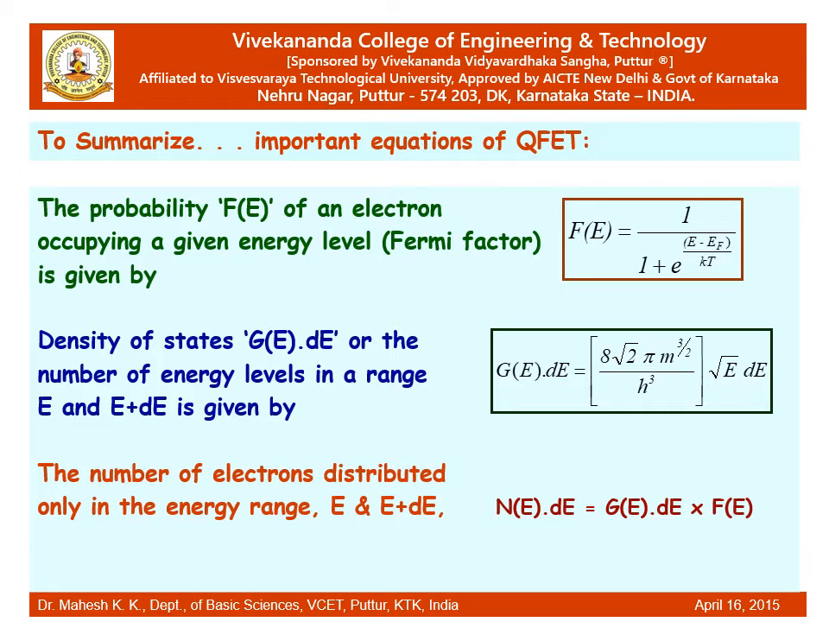Whatever equations we learned so far, I'm just showing here. First one is the equation for F of E as a Fermi factor, which is nothing but 1 over 1 plus e to the power E minus EF by kT. Next is density of states we have seen. So that is g of E dE is equal to 8 root 2 pi into m to the power 3 by 2 divided by h cube into root E dE. Okay. And the next one is the number of electrons distributed in the energy range. When we discussed density of states, we have seen that one. So that is nothing but n of E dE is equal to g of E dE into f of E.